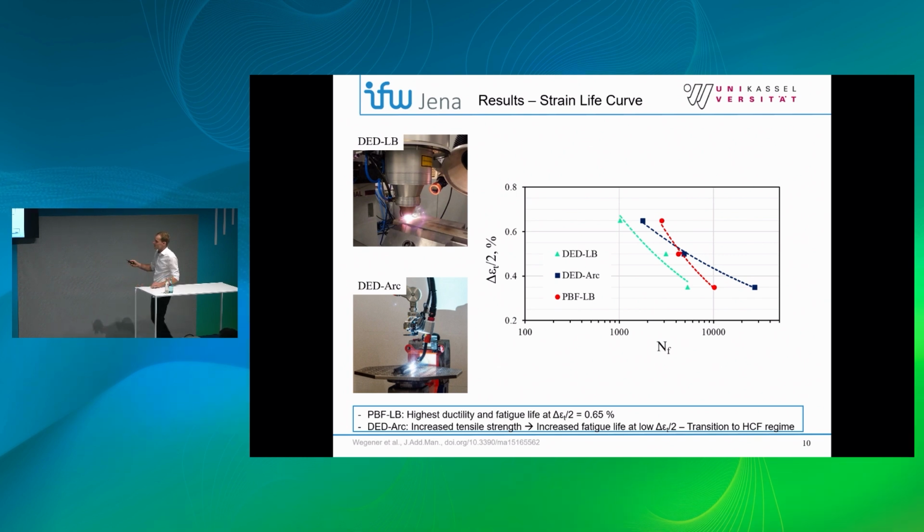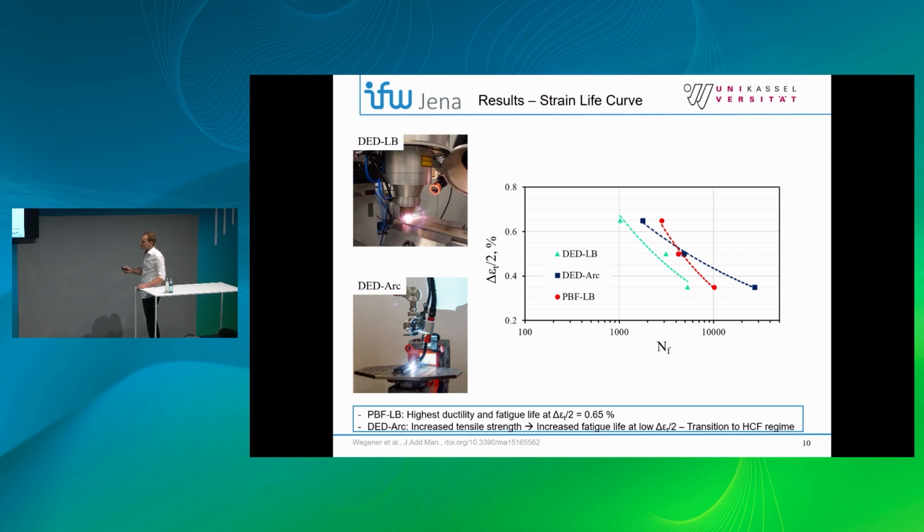I would like to compare this again to the previous study. And what we see here is that at the highest strain amplitude, the powder bed fused Invar alloy that is characterized by the highest ductility shows the best fatigue life at the high strain amplitudes. At the low strain amplitudes of 0.35%, the DED arc material is still characterized by the highest fatigue life, and as this somehow is the transition to the high cycle fatigue regime, this can be associated to the increased monotonic strength of this material.